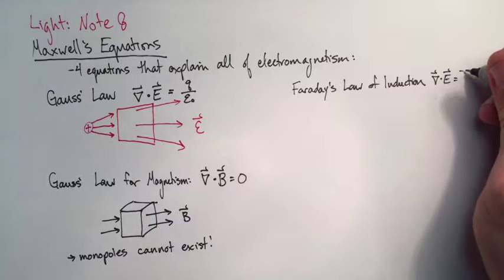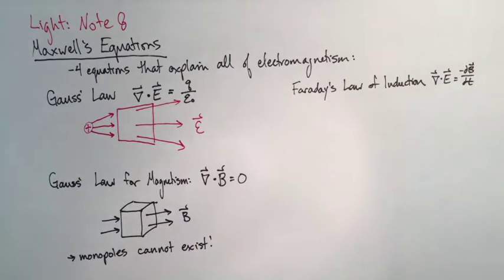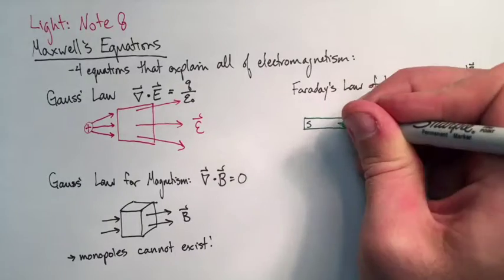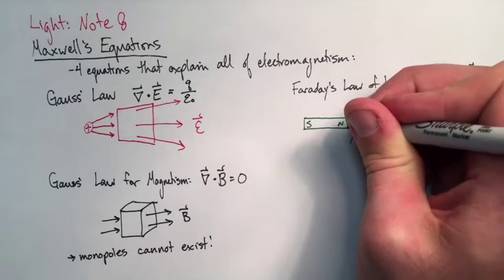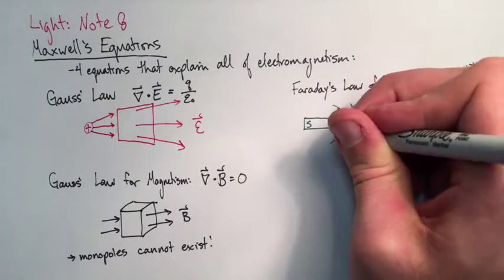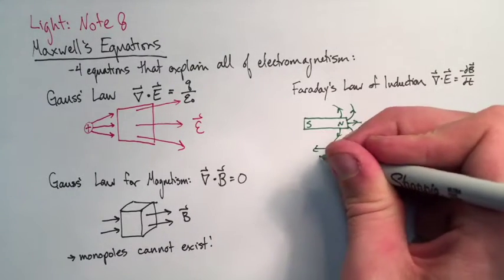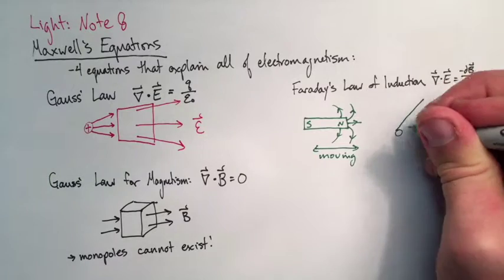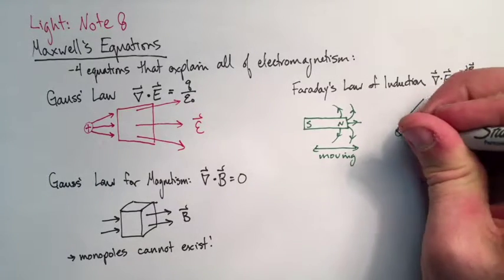The third one he called Faraday's law of induction. This means a changing magnetic field will induce a changing electric field. So here, this is how we can generate electricity. If we move a magnet, which has a magnetic field around it, near a current carrying wire, it will actually induce a current through that wire.